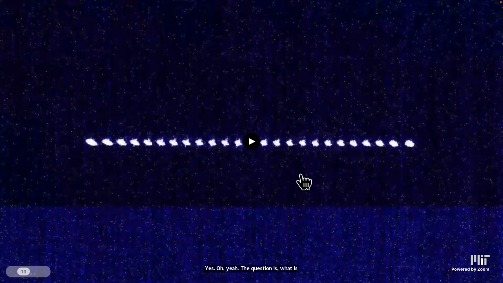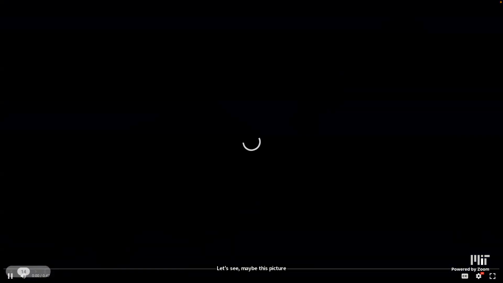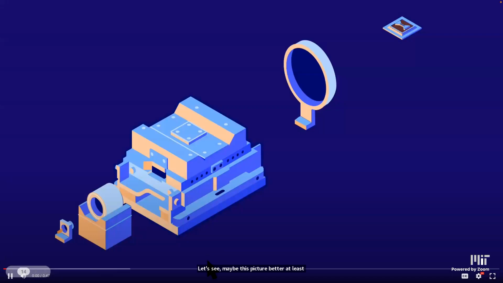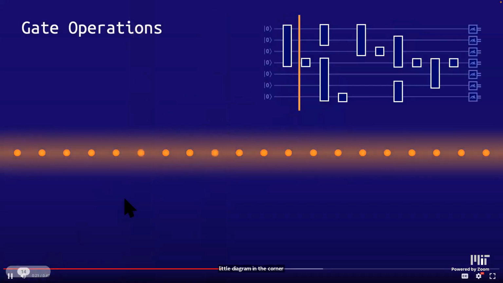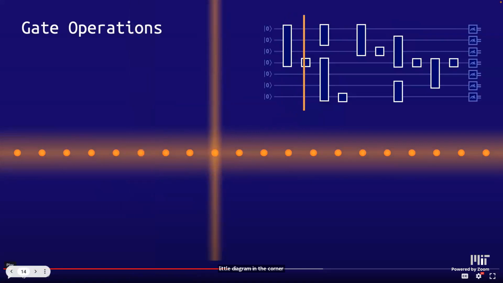Meaning, let's see, maybe this picture is better. At least there's a little diagram in the corner. If I just fast forward, maybe, and then pause. Can I pause? Yeah. Oh man. Okay.